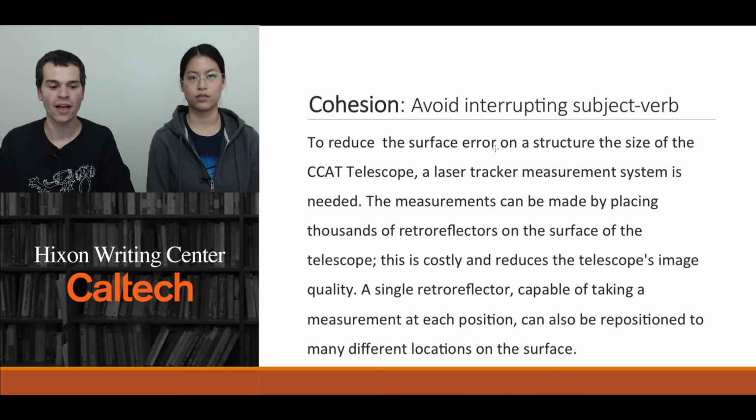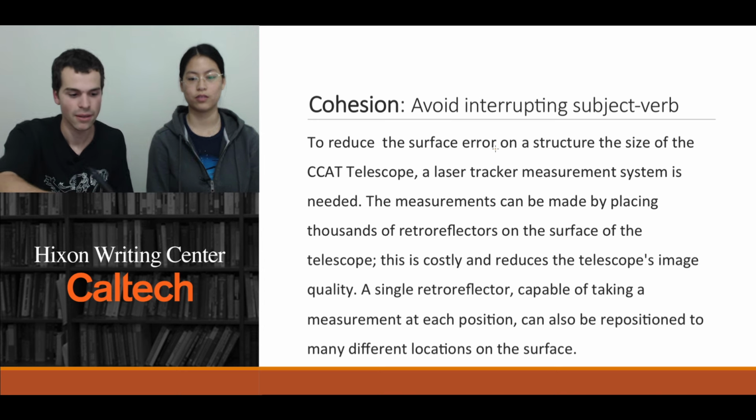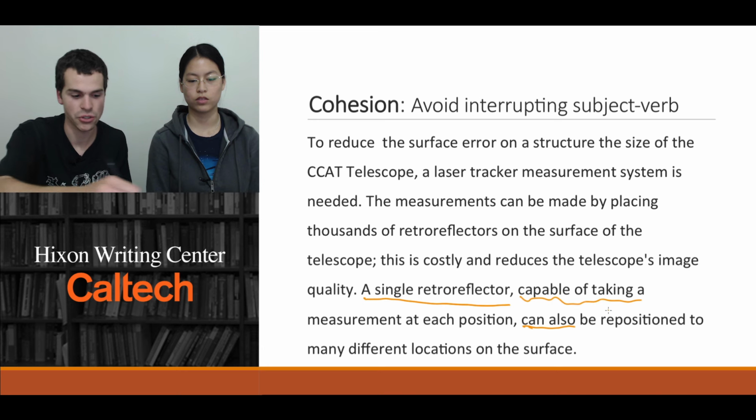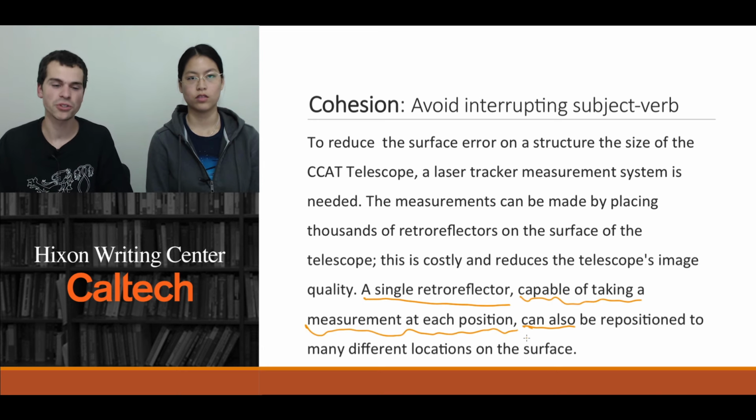Now let's look at the last sentence. In the last sentence, the single retroreflector is the subject, and its verb, which is can, appears with a space in the middle, this extra description here. So one issue with structuring the sentence like this is it makes it a little bit unclear to the reader which verb is going with which subject. So in general, it's often better to put the subjects and the verbs together.